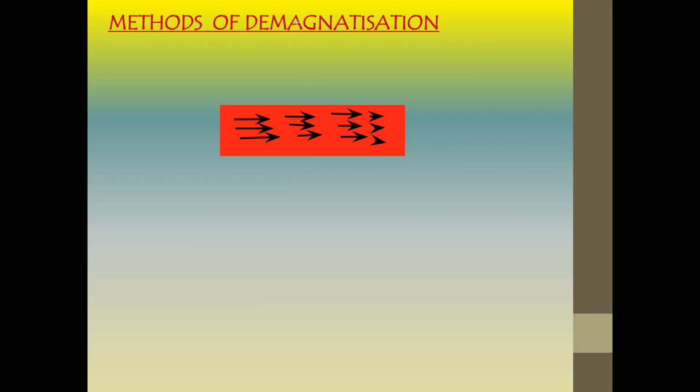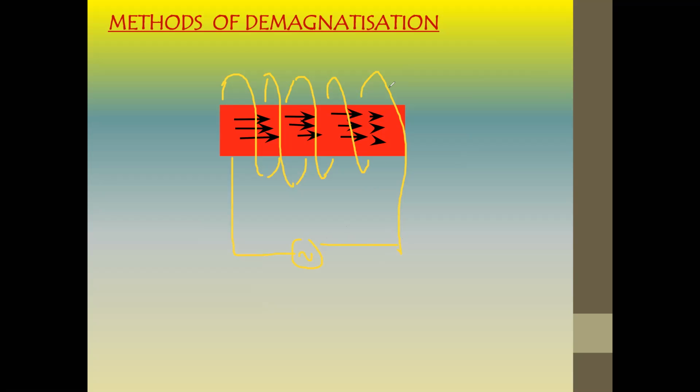So how can we demagnetize? We can either hammer it, we can heat it, or there's also another way. We can use a solenoid and pass AC current, alternating current, through a solenoid. Like this is a solenoid, a circular wire. And we are passing an AC current.